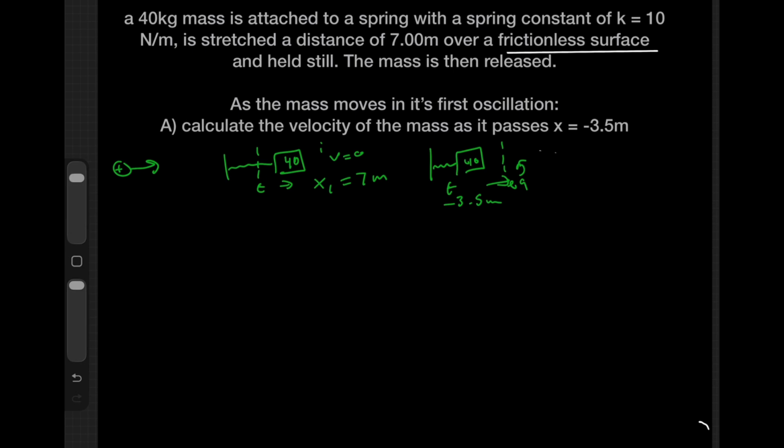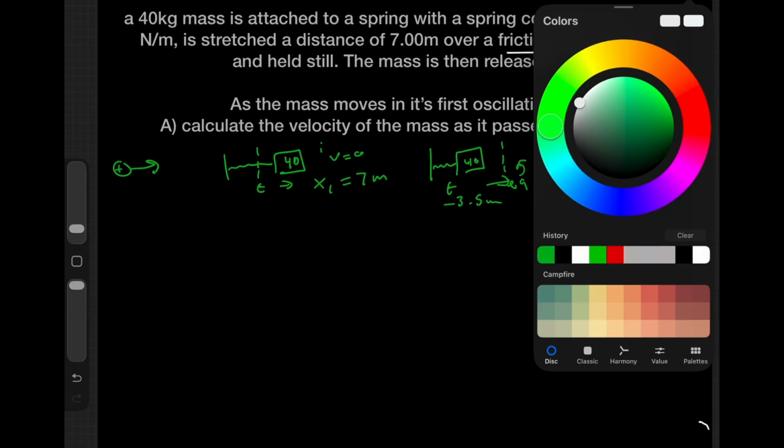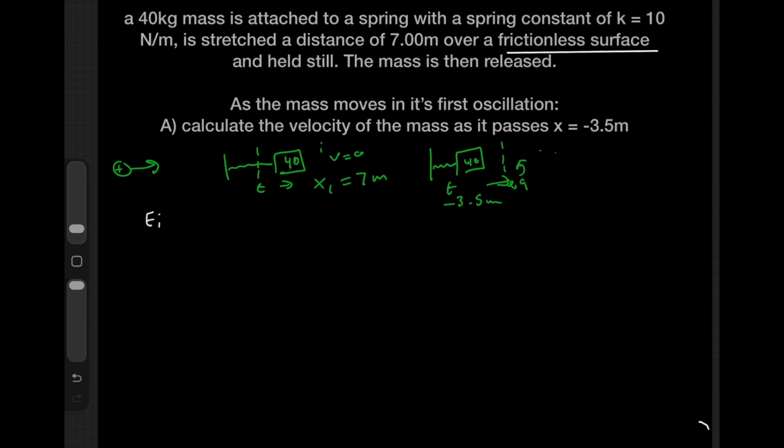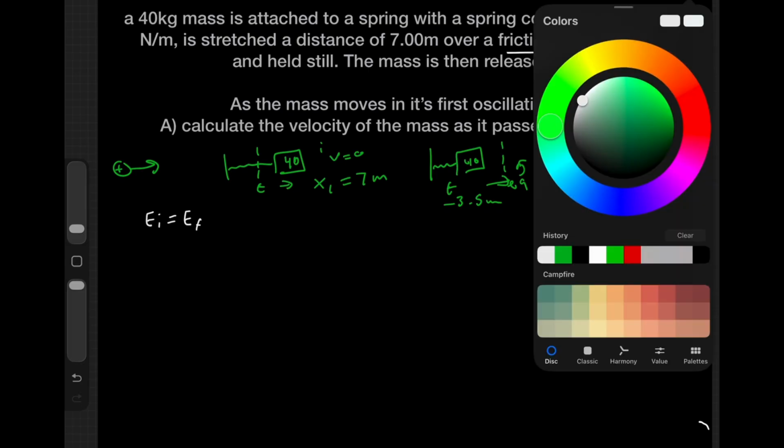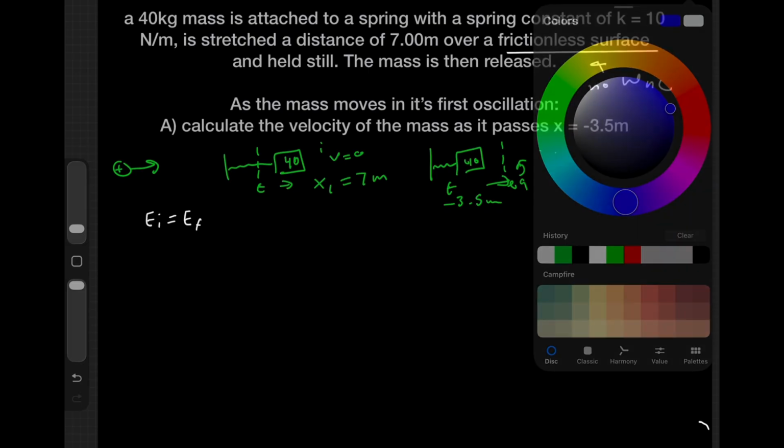So we're going to start with our EI equals EF equation right here. We're going to go EI equals EF. And because it's frictionless, we're going to say that there's no work non-conservative, so all mechanical energy is conserved. So when it's here and when it's held at rest, this initial displacement, 7 meters, is actually going to be our maximum displacement. So I'm going to go ahead and use blue for potential energy.